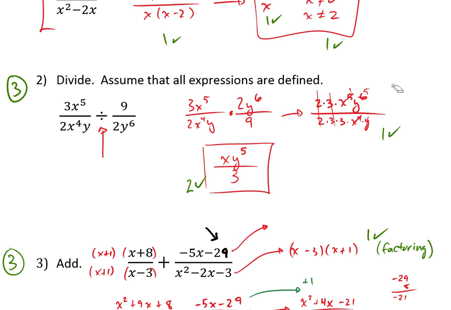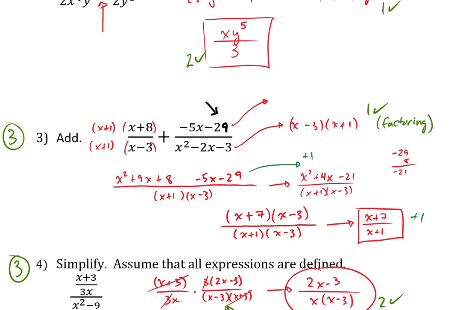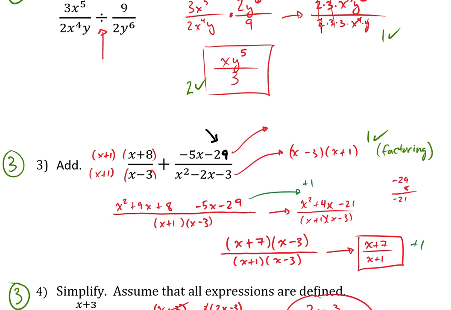There was a common factor of 2 and 3. There were 5 common factors of x, and there was 1 common factor of y. So when I cancel all those common factors, I was left with xy to the 5th over 3. Number 3 was really interesting. A lot of people made some similar errors.